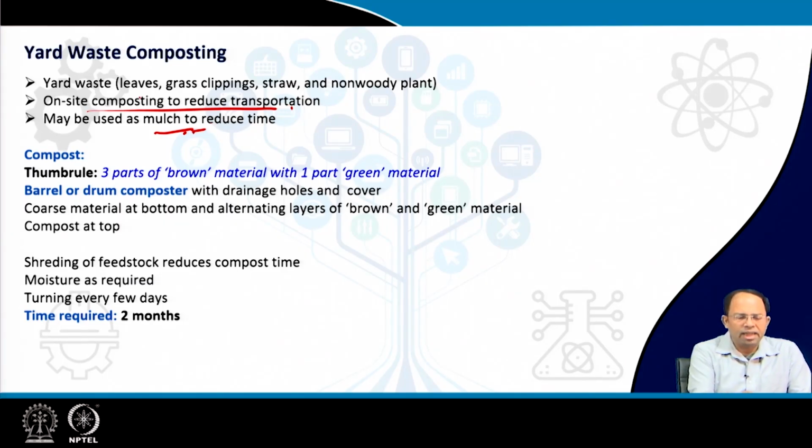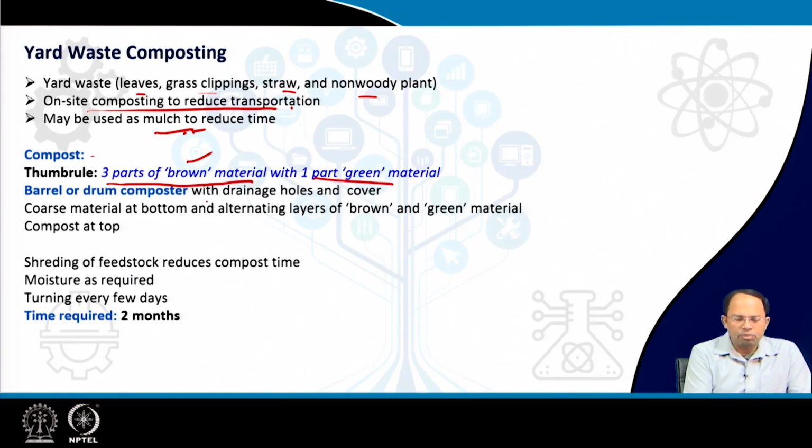And usually this kind of waste includes leaves, grass clippings, straws, non-woody plants, and so on. So the thumb rule is, when we do compost, instead of mulching, if I eventually do compost, the thumb rule is to put 3 parts of brown material with 1 part of green material. That means brown materials are the twigs, the branches and all this stuff. Green materials are the leaves and so on. So 3 parts of brown material with 1 part of green material.